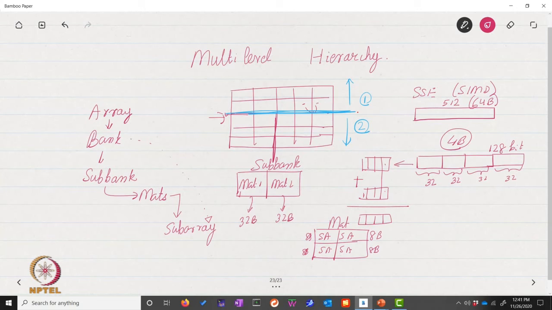So then somebody could easily argue, what was the need for having mats in the first place? Why not have a sub-bank and a subarray? Why did you have a mat? Well, the answer is that different subarrays can actually share resources. So mats didn't share resources, but different subarrays within a mat, so let's say we have 4, they actually can share resources, which will make the design more area efficient.